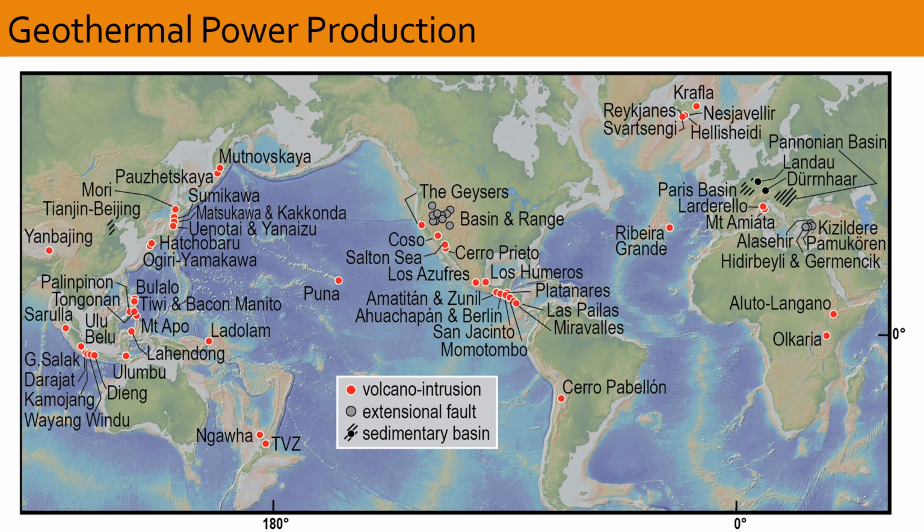The ones marked by gray-filled circles tend to be lower grade, but still important for geothermal energy production and are associated with extensional fault systems. Prominent examples occur across the basin and range of the western USA as well as western Turkey. The last type of geothermal resource occurs in hot sedimentary basins, which are widespread but underdeveloped. The only ones currently used for geothermal energy production are found in China and across Europe.